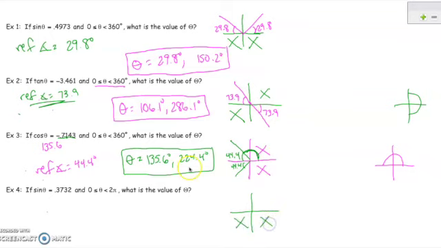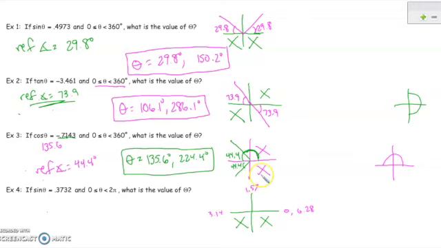Now, one thing we really haven't mentioned much yet is we need to know that this is 0, this is pi over 2, that's pi, that's 3 pi over 2, that's 2 pi. But we also need to know them as decimals. So this is 6.28. This is pi, which is 3.14. This is half pi, which is 1.57.